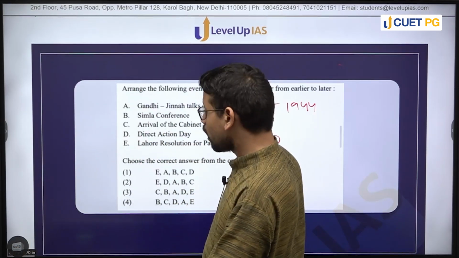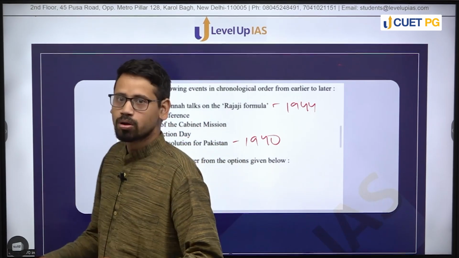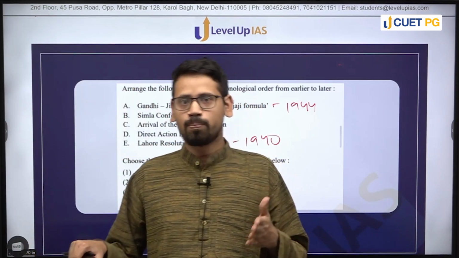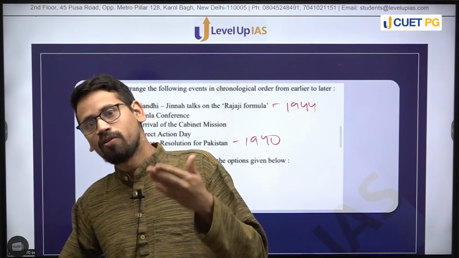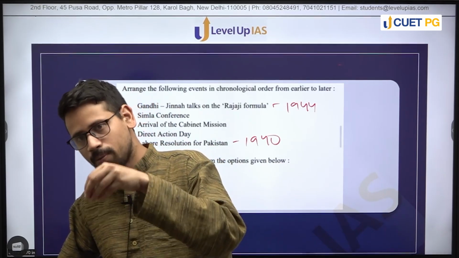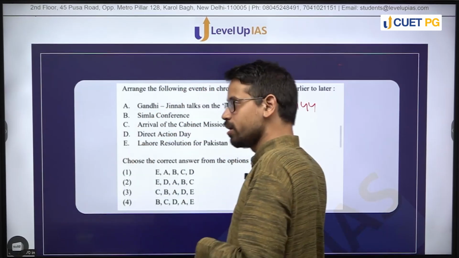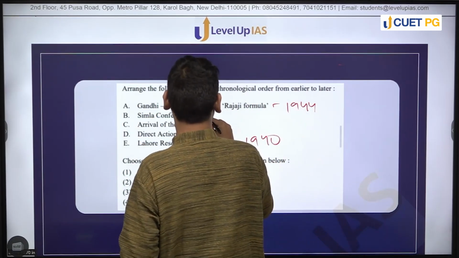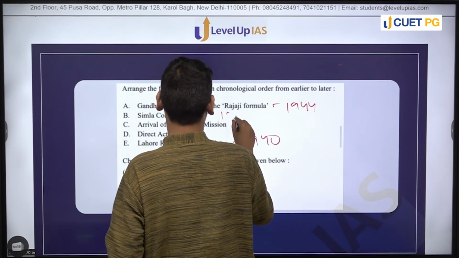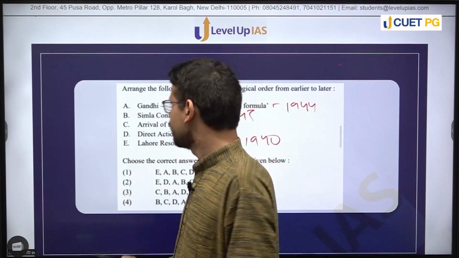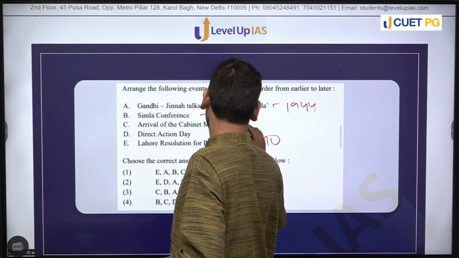Right? Shimla Conference, which is also called the Wavell Plan. Shimla Conference was a conference where the Wavell Plan was put into consideration. Right? So it happened in the year 1945. Right? Cabinet mission, we all know it happened in the year 1946.